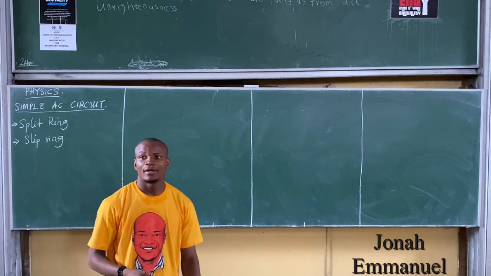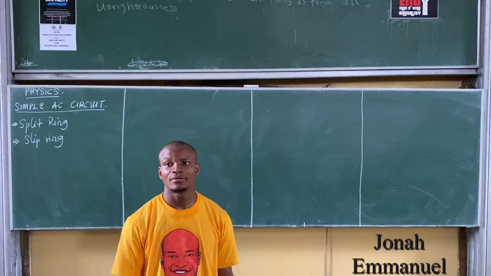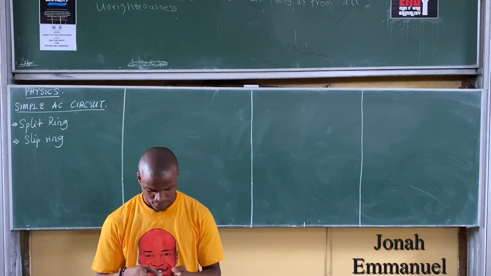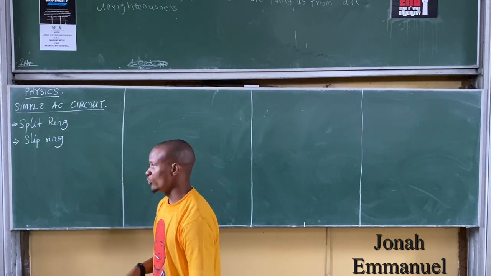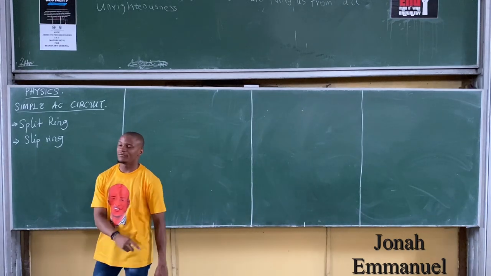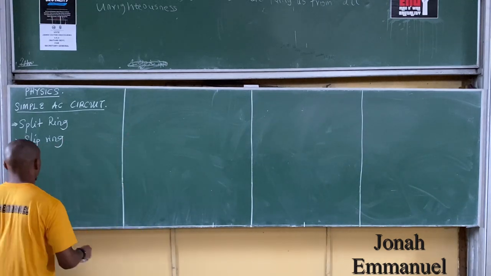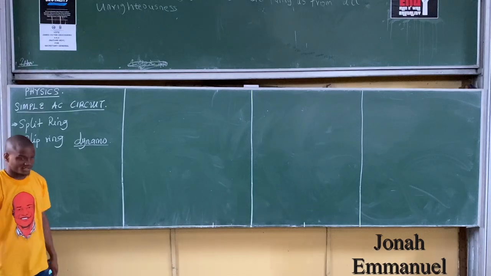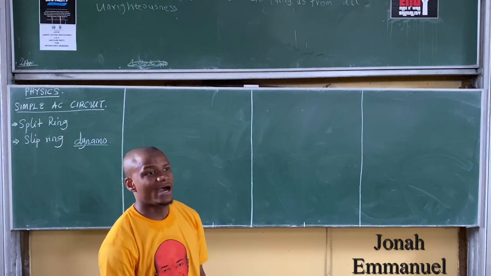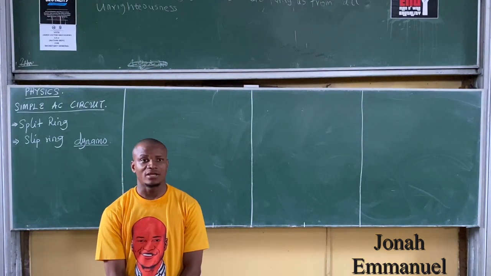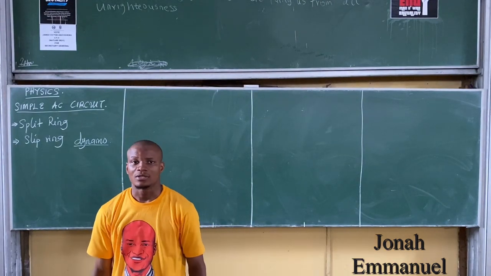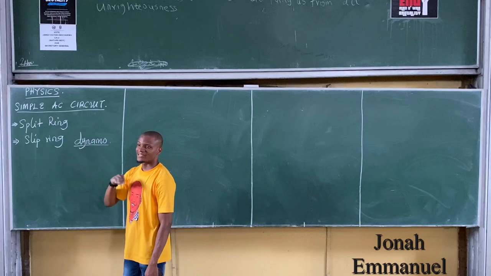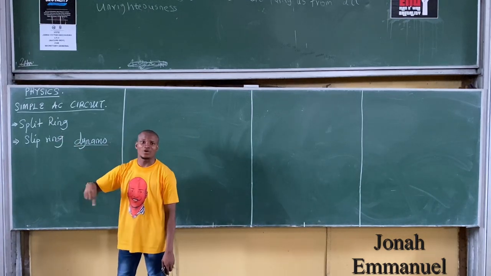A slip ring helps to convert an AC dynamo to a DC dynamo. So if I have an alternating current circuit, how do I make it a direct current circuit? How do you convert an AC to a DC? The instrument that helps to convert an AC to a DC is basically called the slip ring. These two come out in JAMB almost every time.